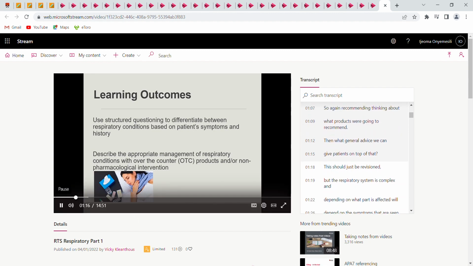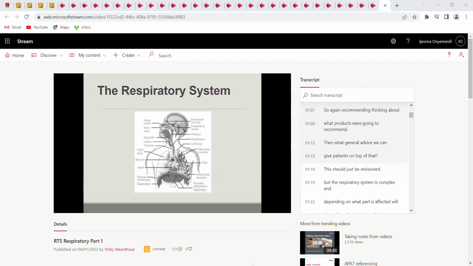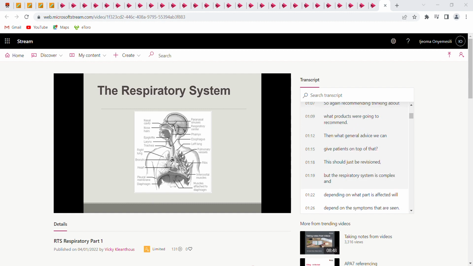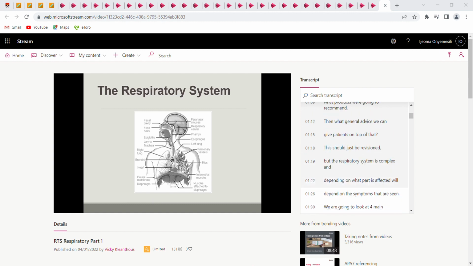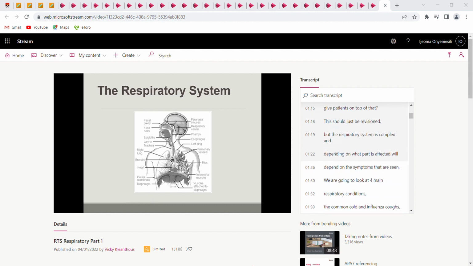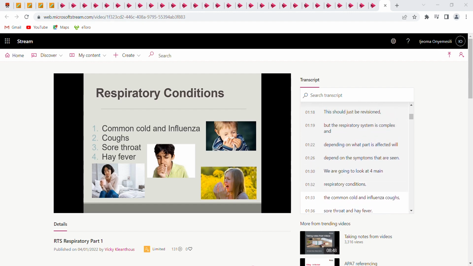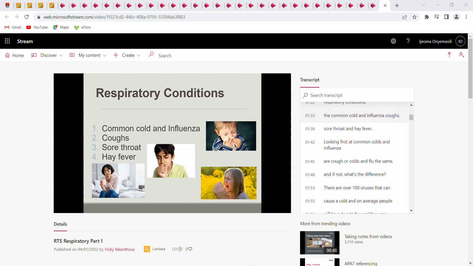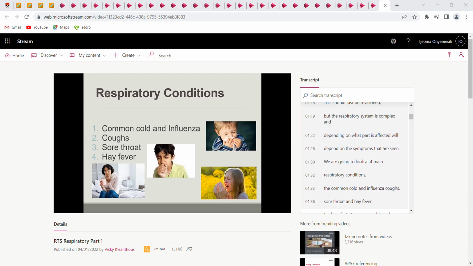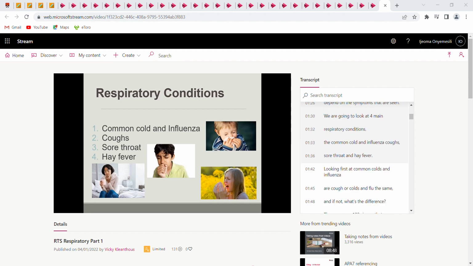This should just be revision, but the respiratory system is complex, and depending on what part is affected will depend on the symptoms that are seen. We are going to look at 4 main respiratory conditions: the common cold and influenza, coughs, sore throat and hay fever.